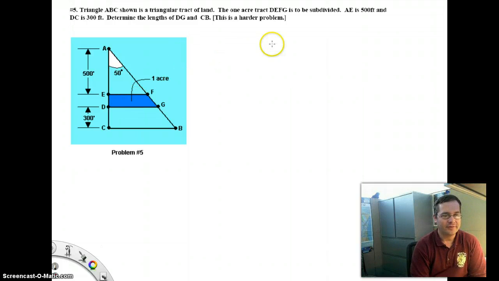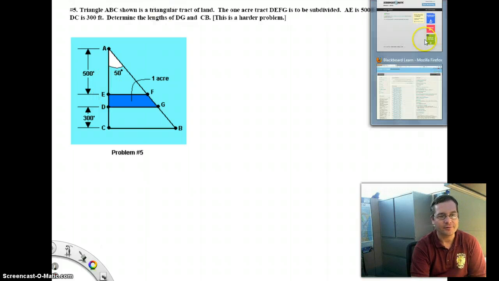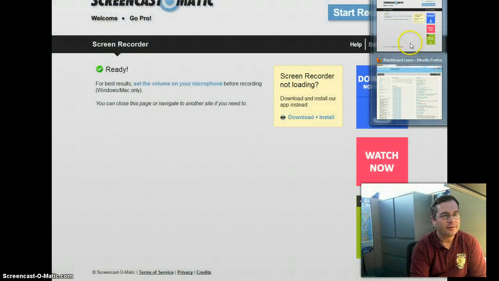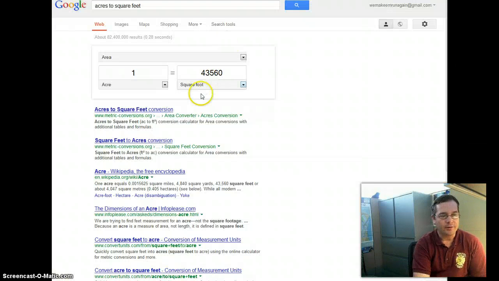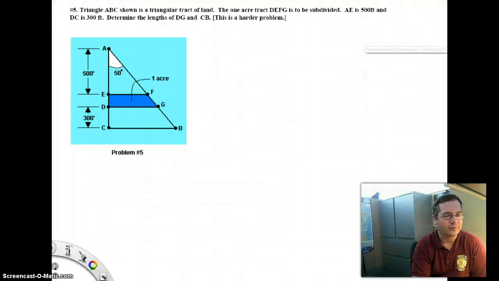The problem is that all of the other units are in feet, so we have to somehow relate this area of an acre to feet. Well, luckily that's easily done. If we just do a quick internet search, we find that 1 acre is 43,560 square feet, just by doing a Google search.